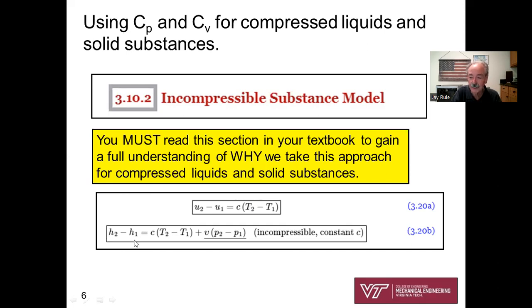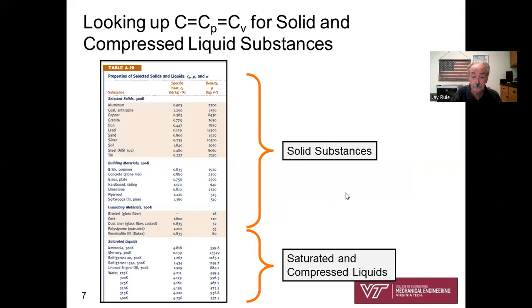And enthalpy change, H2 minus H1, is simply C times T2 minus T1. And there you go, so that's pretty simple. Let me go to the next slide to give the big reveal on the C specific heat for liquids and solids. It turns out that for liquids and solids, C sub P equals C sub V, only for liquids and solids, and the textbook calls that C.